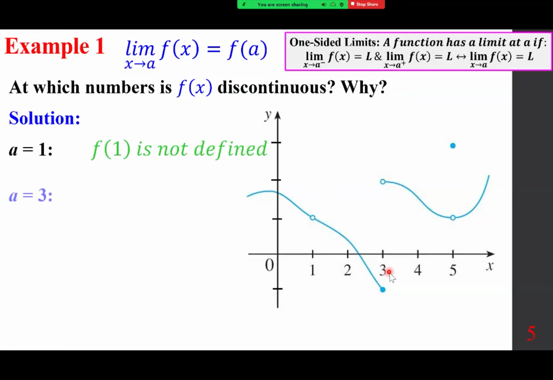At a equals 3, what's going on here? The limit of f of x as x approaches 3 doesn't exist. Please understand the limit from the left is this one, -1. From the right is this one, +2. And f of 3 is this one, which is -1. It's known as continuous from the left, by the way. We say it's continuous from the left because we have a solid point here.